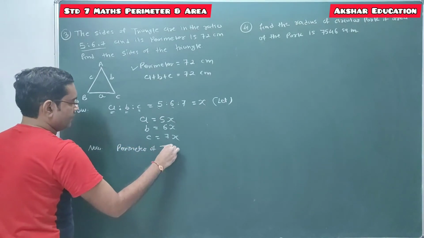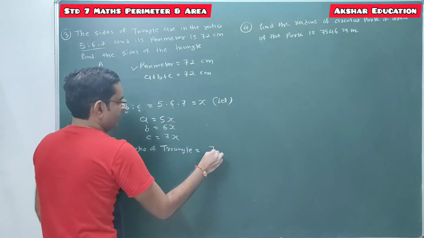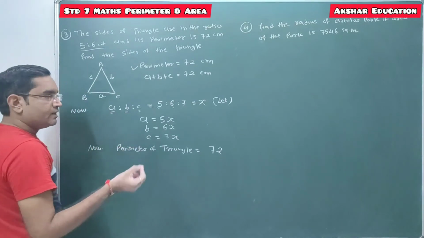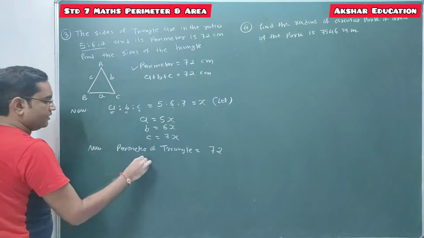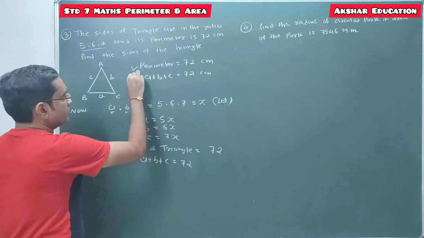Perimeter of triangle is nothing but the 72 given. But what is the formula? It's a sum of length of all 3 sides. All 3 sides are a, b and c. So it's a plus b plus c equal to 72.